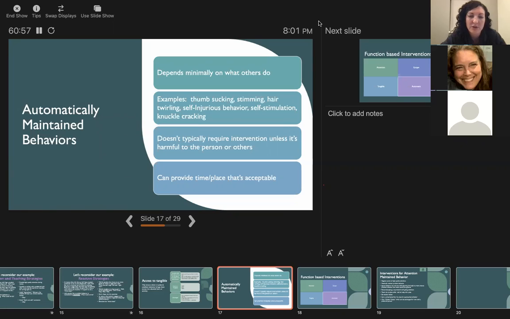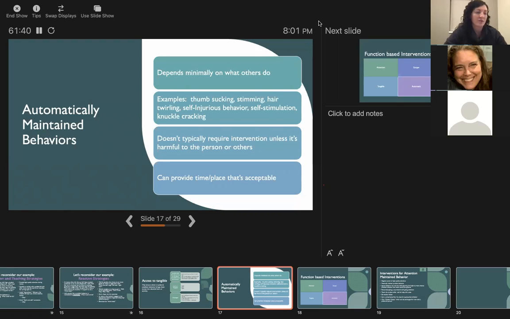So like I said, it doesn't typically require intervention unless it's harmful to the person or others. And with many of these things, we can provide a time and place that it's acceptable. My youngest was a finger sucker. And so in time, we changed it to when you're in your bed. The peer aspect of it was the most problematic when he was getting ready to go to kindergarten. Although I think that helps take care of it for many students, when you're in your bed, in your room, that's the time that you're allowed to do that.